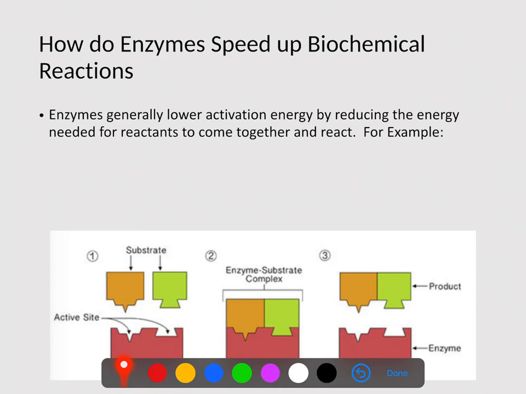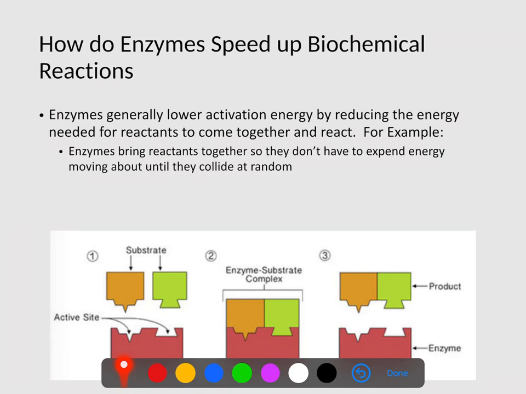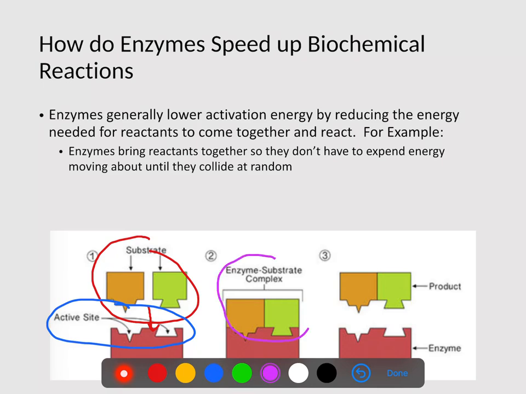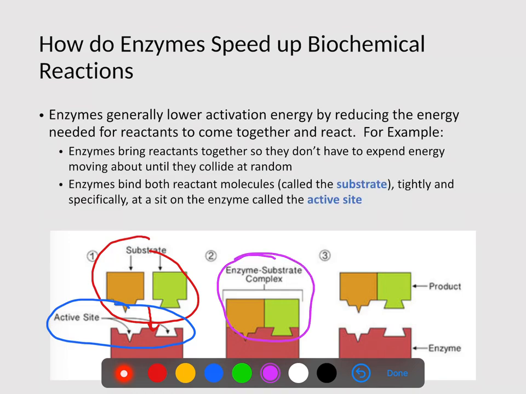Now, enzymes generally lower the activation energy by reducing the energy needed for reactants to come together and react. For example, enzymes bring reactants together so they don't have to expend energy moving around searching for that perfect collision to occur. So the substrates here are brought together by the active site of the enzyme. It's a perfect fit, meaning it creates a location for the chemical reaction to occur because they fit so closely together. Enzymes bind the reactant molecules, called the substrate, tightly and specifically at a site on the enzyme called the active site. Again, this lowers the amount of energy needed for that reaction to occur.